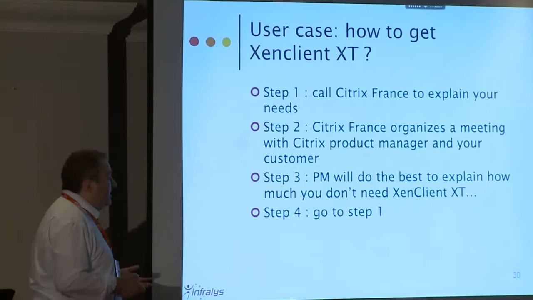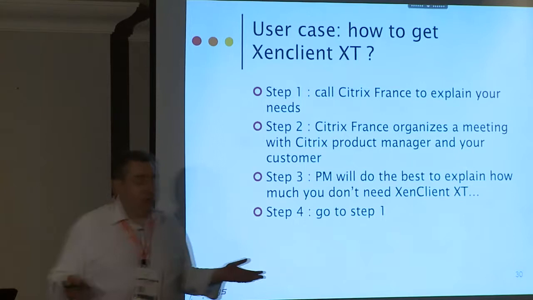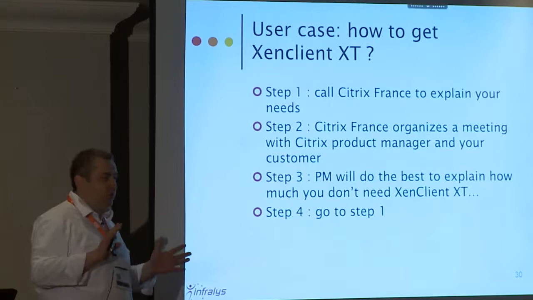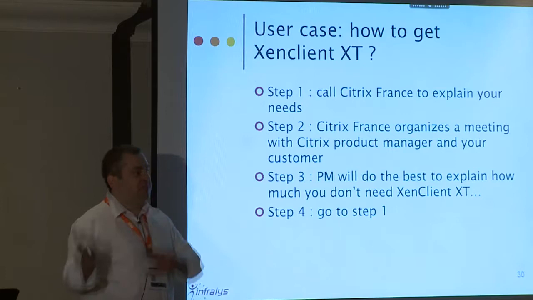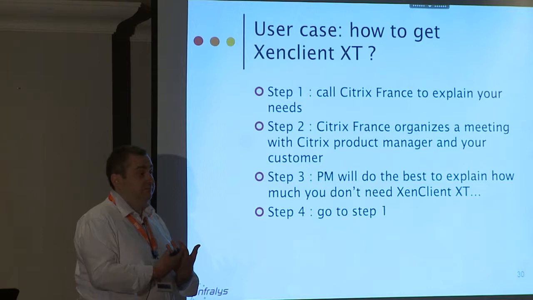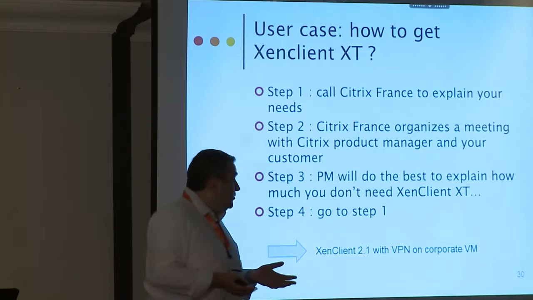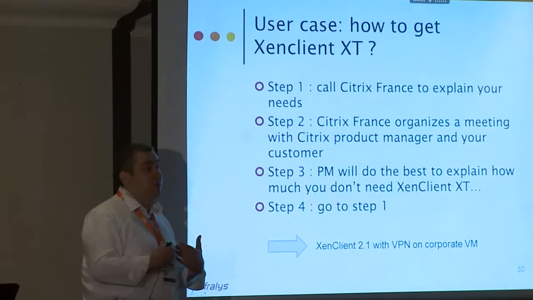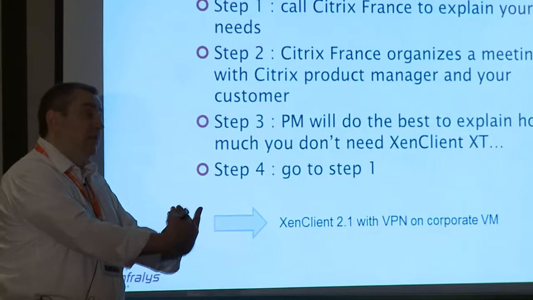So, unfortunately, we didn't test it, okay? I think there is some intellectual property issue because the 1.1 was developed by NEC for Citrix, and so it's weird, but for us in France, it was impossible to work with XenClient TXT. So, eventually they chose XenClient 2.1 with a VPN access from the corporate VM to ensure some security level on the LAN, on the local area network.